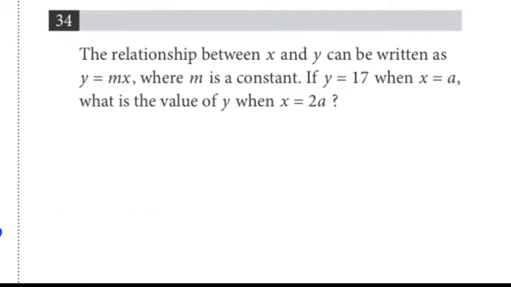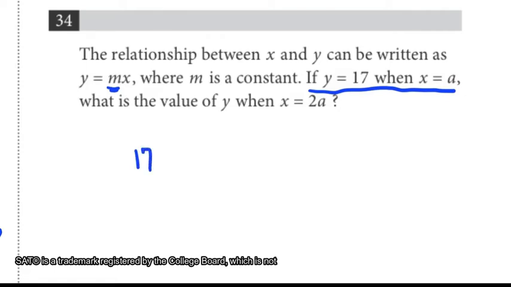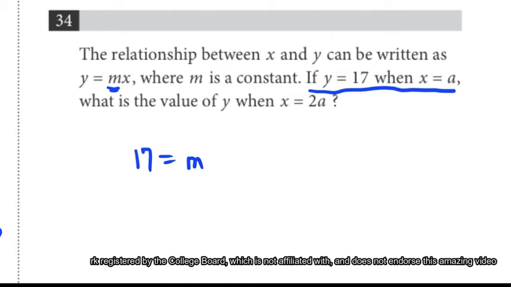The relationship between x and y can be written as y equals mx, where m is a constant. If y equals 17 when x equals a, what is the value of y when x equals 2a? Well, this is like a direct variation question, except instead of y equals kx, this is y equals mx. So let's plug in our values of y and x for the first time. So y is 17. That equals mx, or m, and x equals a.